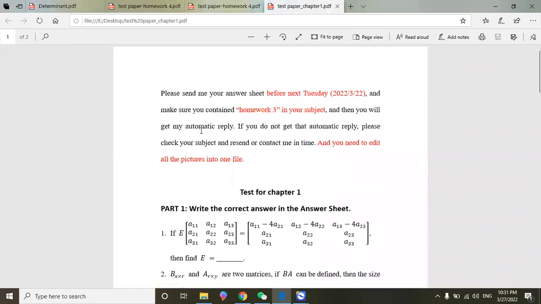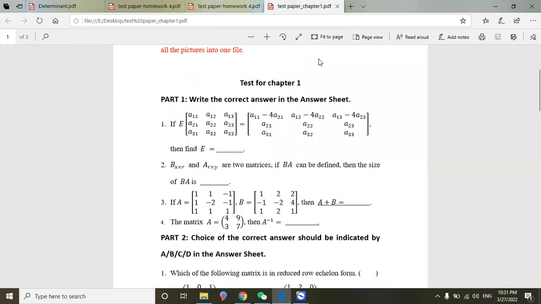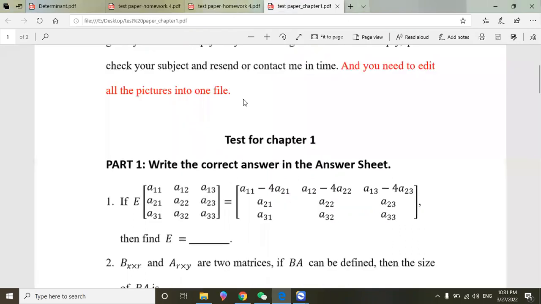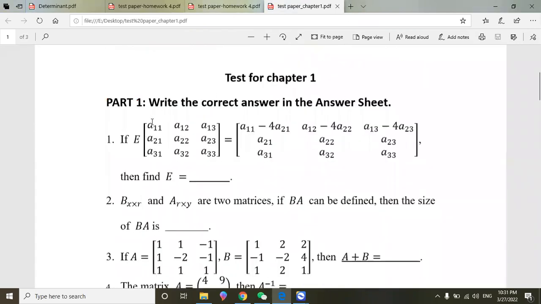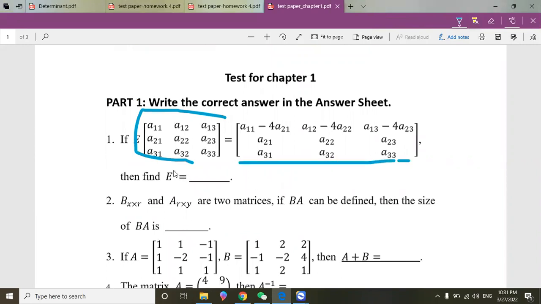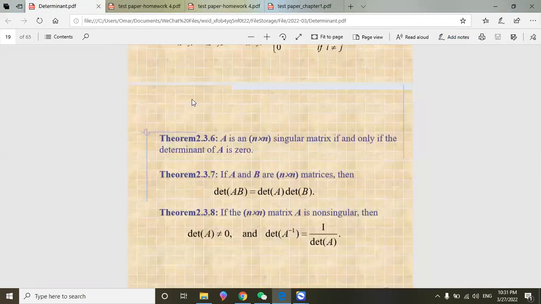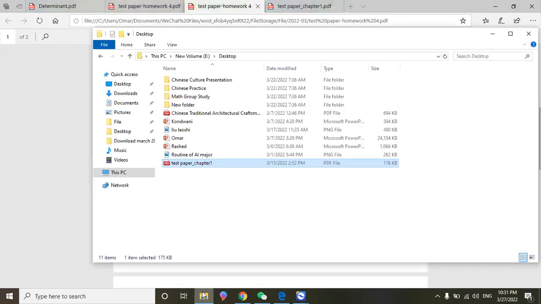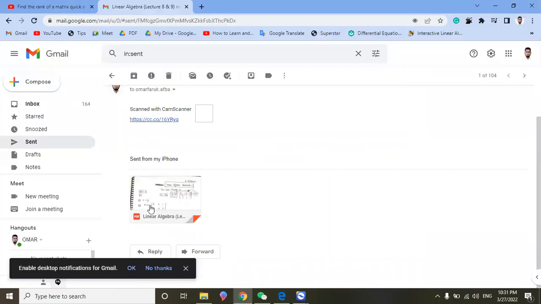So let's start from the first test paper here. The first question is here, for example, we have some kind of short answers. If E multiplied by this matrix here is equal to this one, then what is the value of E? Okay, let me download this one.